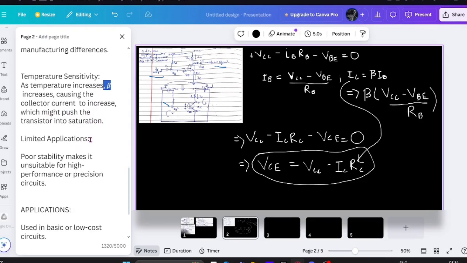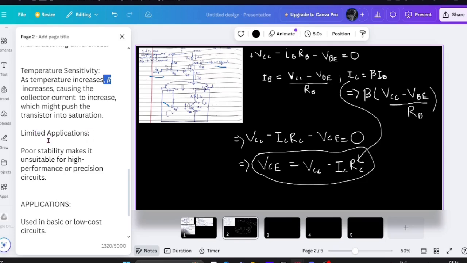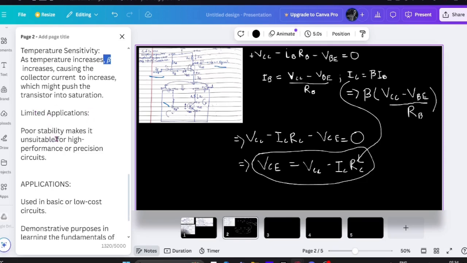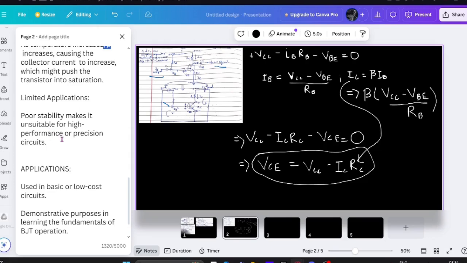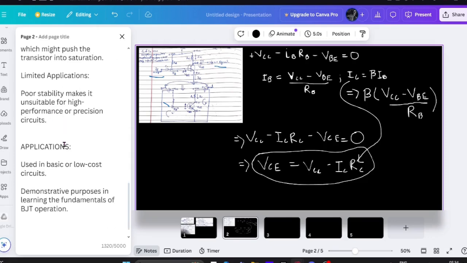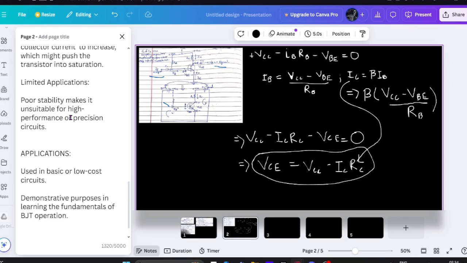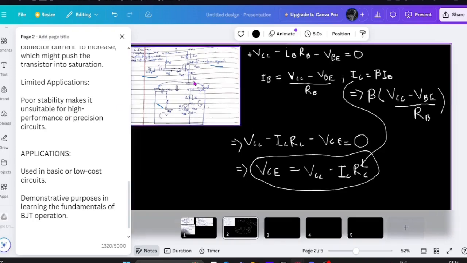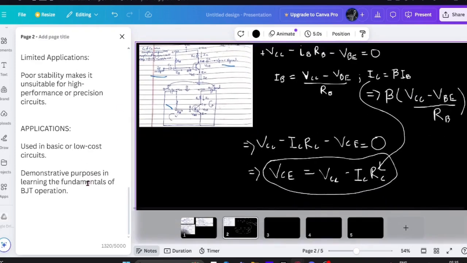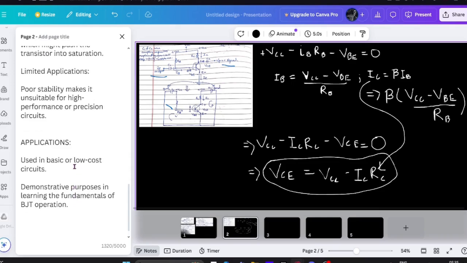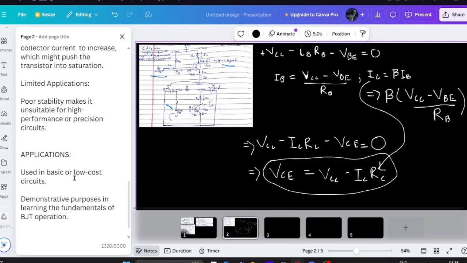And there are a few very limited applications for this. That is, poor stability makes it unsuitable for high performance or very high precision circuits. Its applications include that it is used in basic or low cost circuits, because it's a very fundamental setup for any kind of circuitry. And this basically demonstrates the importance of BJTs, and it is a leading example of the fundamentals of BJT operation.